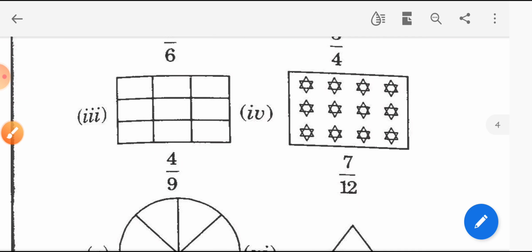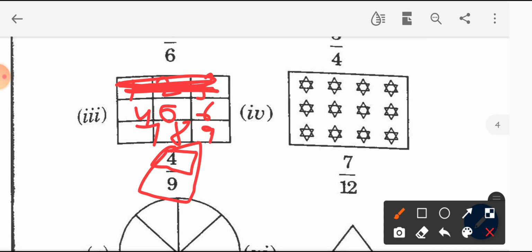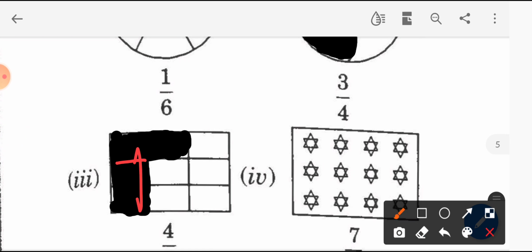Then third one, 4 by 9. 4 by 9 means how many parts are total? 1, 2, 3, 4, 5, 6, 7, 8, 9. Out of this you have to shade 4 parts. So shade any 4 parts. Like this. So we have shaded these 3 parts, 1, 2, 3 and this one 4. So any 4 parts you have to shade here out of 9 parts.